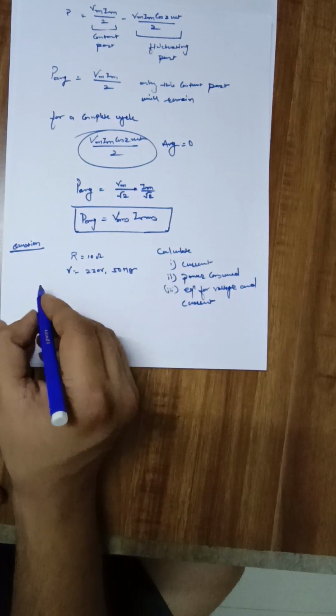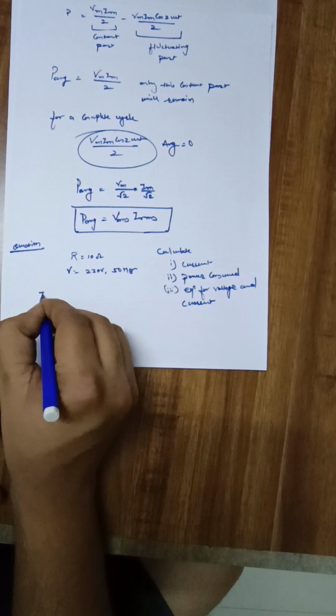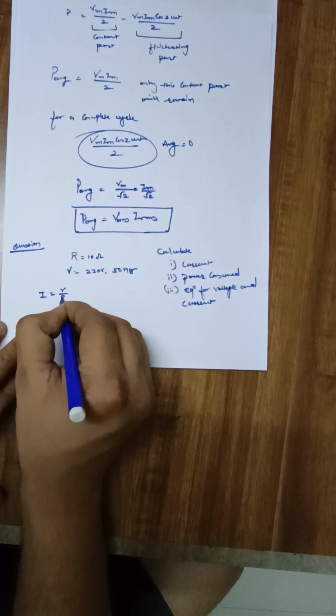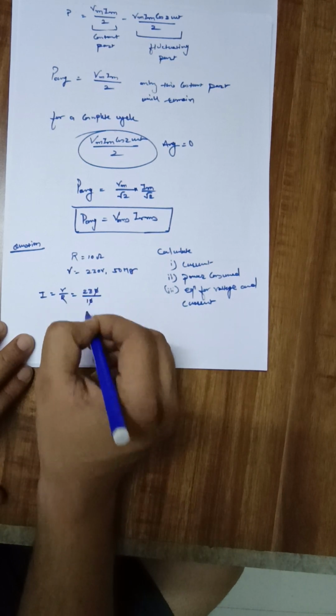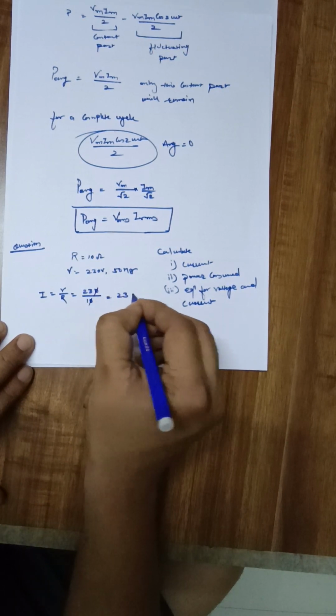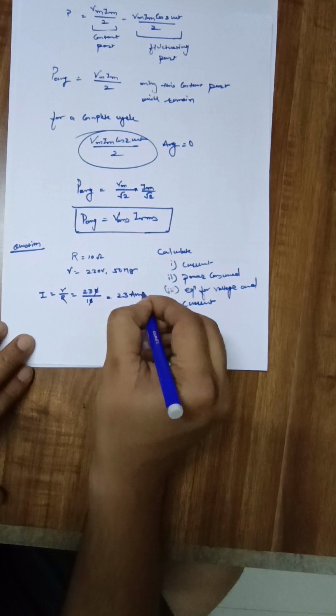So basically, I is equal to what? I is equal to V by R. So what is V? 230. What is R? 10. So it will be equal to 23 ampere.